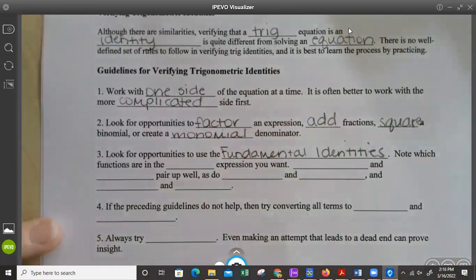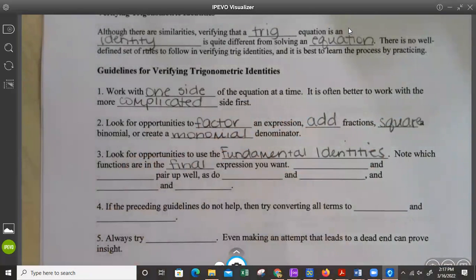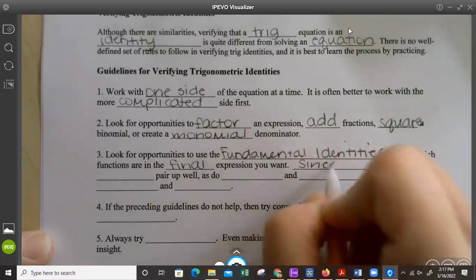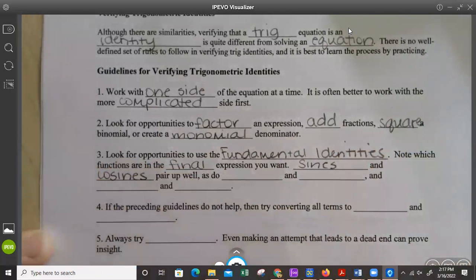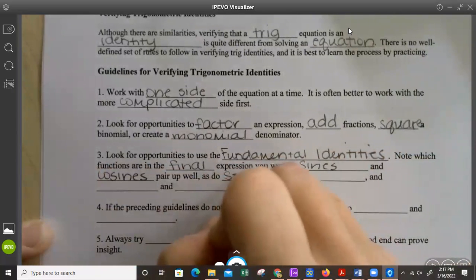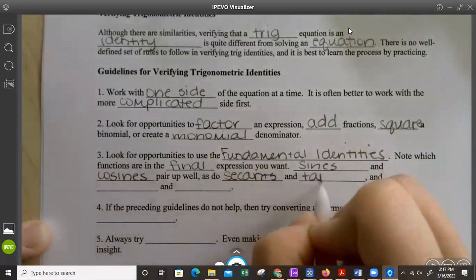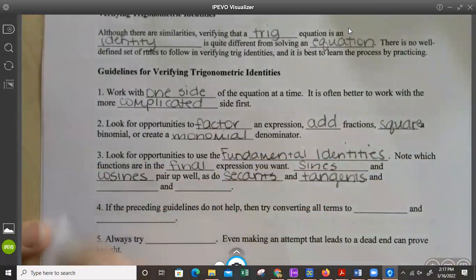Note which functions are in the final expression you want. So if we're working on the left side and we look at the right side and it's got sine and cosine, we want to make sure that we put it into terms of sine and cosine. That's just what it's going to say right here. Sines and cosines pair up well, as do secants and tangents, and cosecants and cotangents.